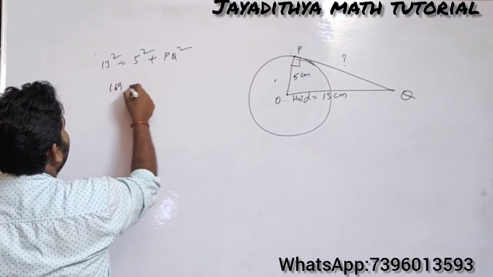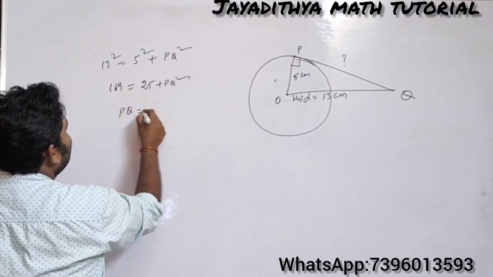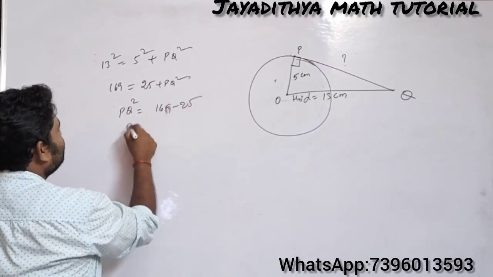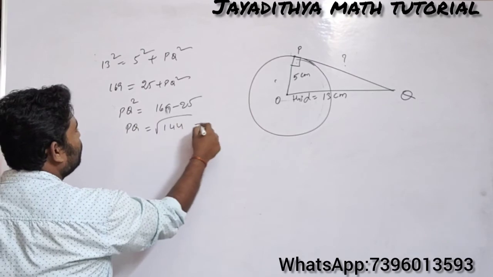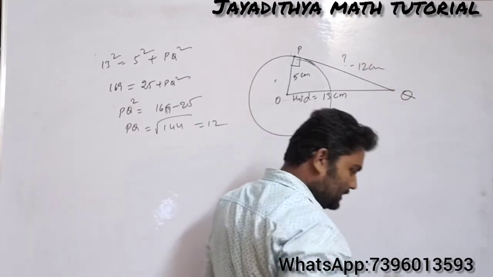So this is 169 equals 25 plus PQ square. So from this you can write PQ square is equal to 169 minus 25. So PQ will be root over 144, which is equal to how much? 12. So here what is PQ now? PQ is equal to 12 centimeters.